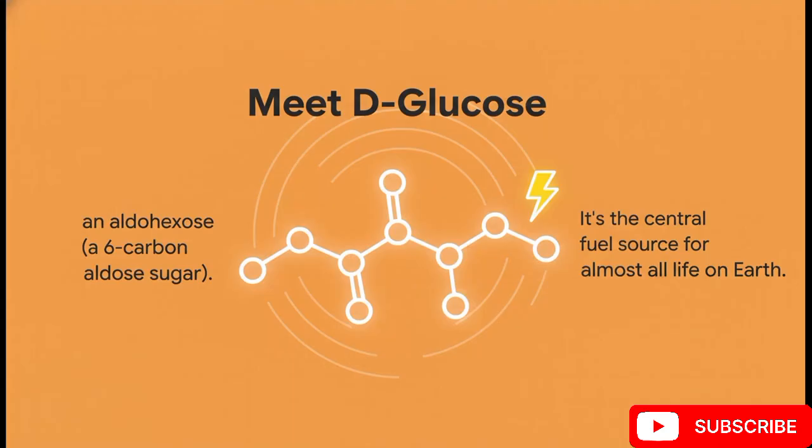And speaking of glucose, here it is, the absolute celebrity of the sugar world, D-glucose. This is a 6-carbon aldose, and it is the central fuel source for pretty much all life on this planet. When you need a quick burst of energy, this is the molecule your body is screaming for. So we're going to be using D-glucose as our main example from here on out.